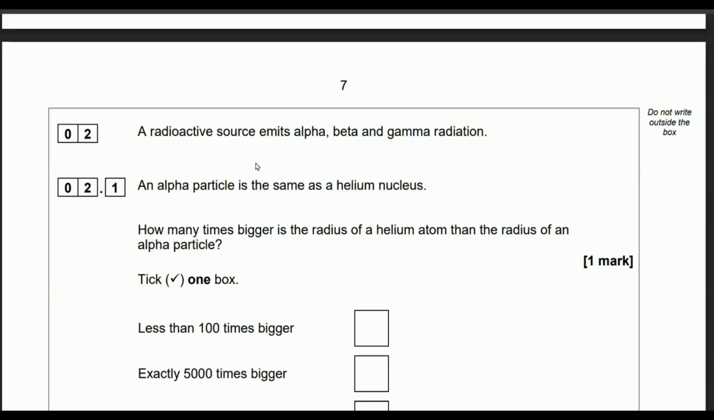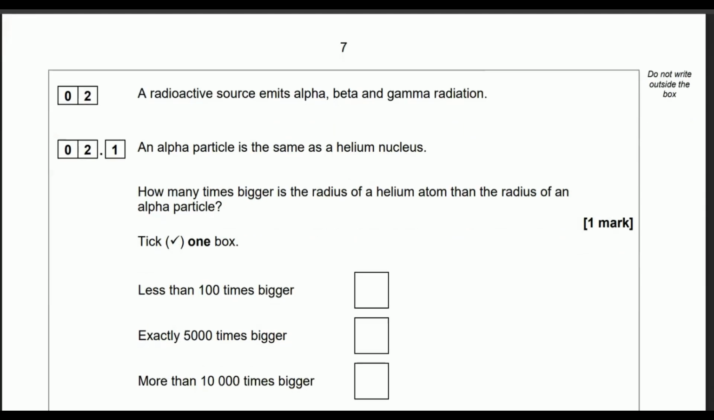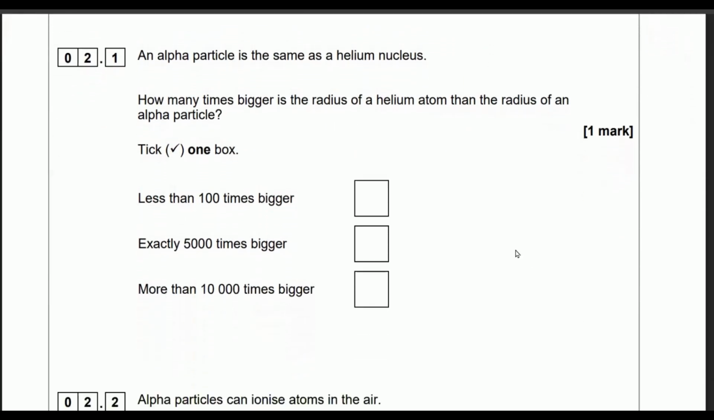Okay, we're on question 2. A radioactive source emits alpha, beta, and gamma radiation. 2.1. An alpha particle is the same mass as a helium nucleus. How many times bigger is the radius of a helium atom than the radius of an alpha particle? So really what this question is asking us is telling us that an alpha particle is the size of a nucleus. So how big is the helium atom compared to an alpha particle? Well, it's really saying how big is a helium atom to the nucleus?